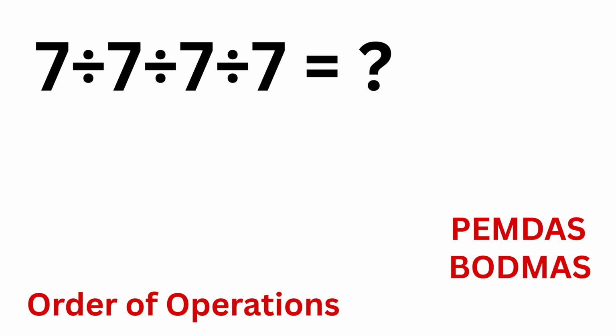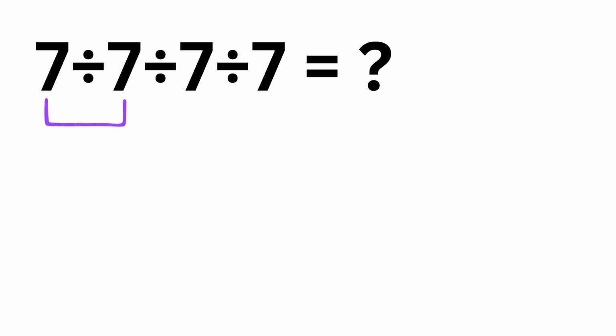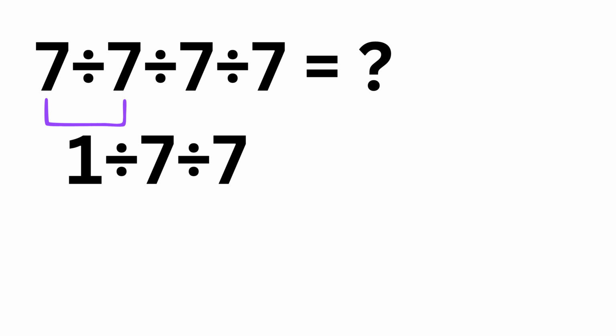an expression, we have to work from left to right. So here first we have to do the first division, then the next division, and finally the last division. So the first division of 7 divided by 7 is just 1. So we get 1 divided by 7 and again divided by 7. Now we have to do this division.